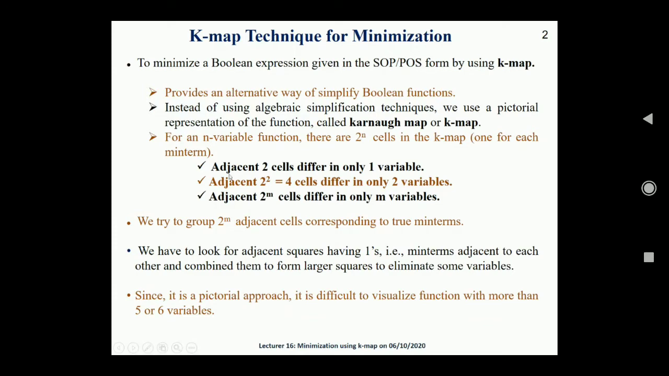So see here, these 3 points are very important. Adjacency. Adjacent means neighbor cell. Adjacent 2 cells differ in only one variable. When we are comparing the 2 cells, only one variable is different, and the other variables are the same. Variable means literal. I am talking about the literal. When we are using 4 cells, only 2 variables differ from each other. Similarly, in generalized form, if we are using 2 to the power m cells, m variables differ from each other.